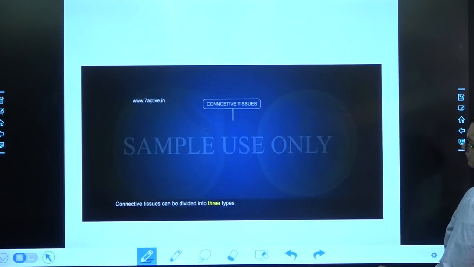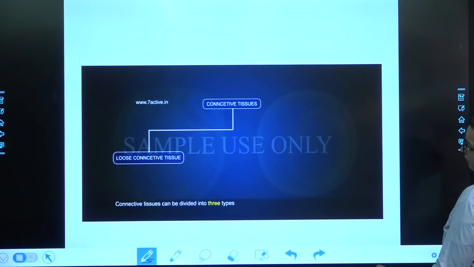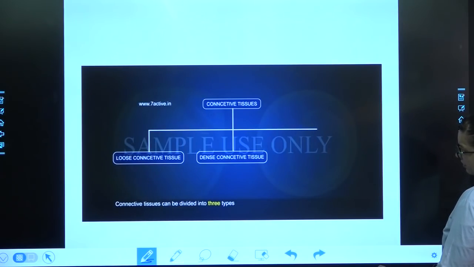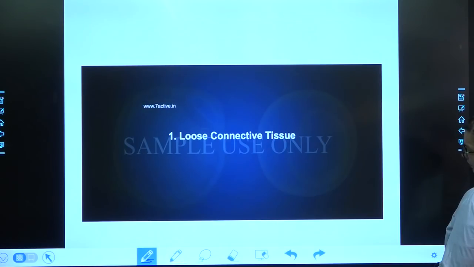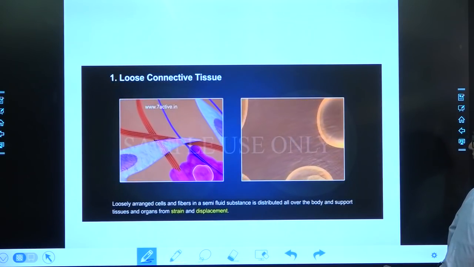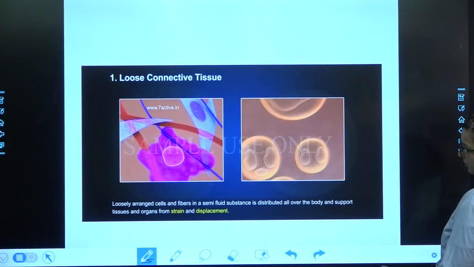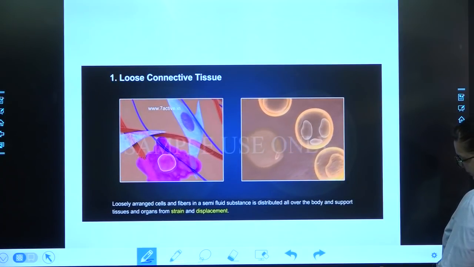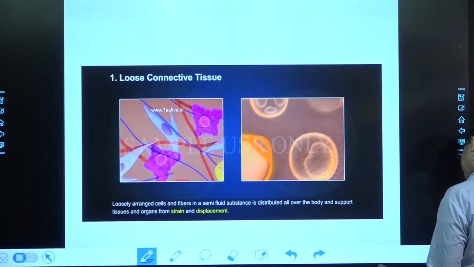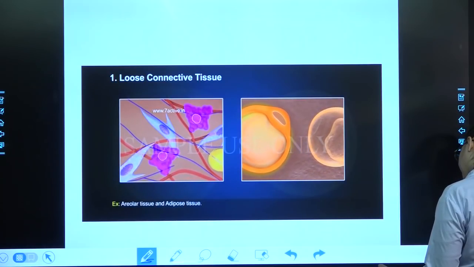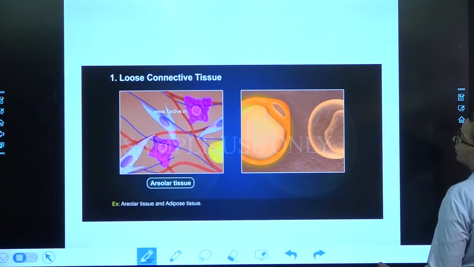Connective tissues can be divided into three types. One, loose connective tissue. Two, dense connective tissue. Three, specialized connective tissue. One, loose connective tissue. Loosely arranged cells and fibers in a semi-fluid substance is distributed all over the body and supports tissues and organs from strain and displacement. Example, areolar tissue and adipose tissue.